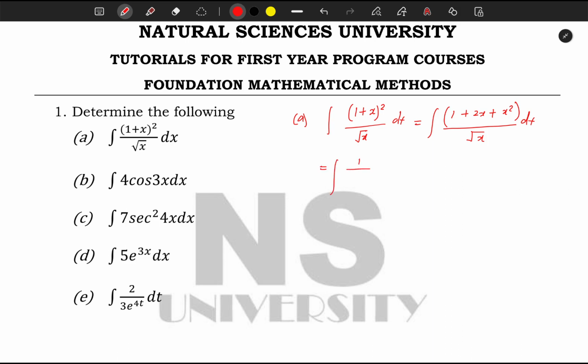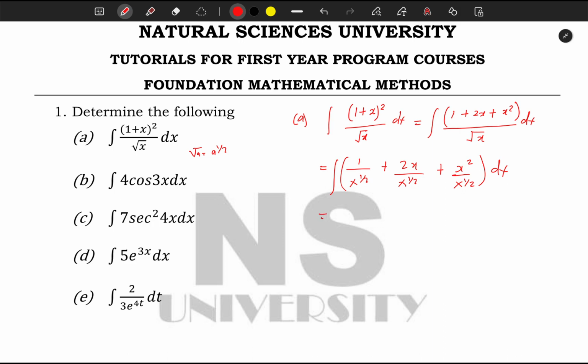So we're having 1 over root of x. You must remember from secondary school mathematics that root of a is just a to the power half. So here we are going to have x power half, plus 2x, plus x squared, all over x power half, everything with respect to x.